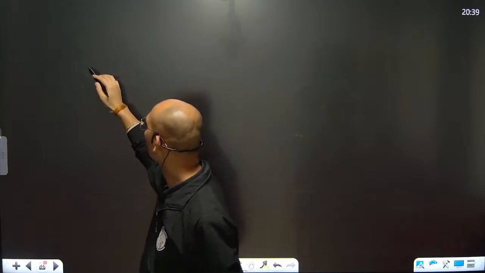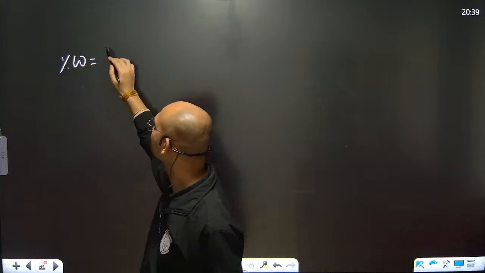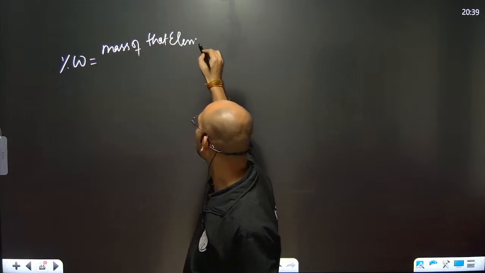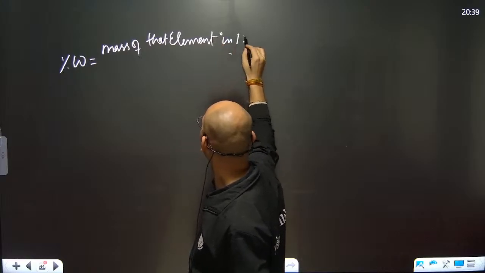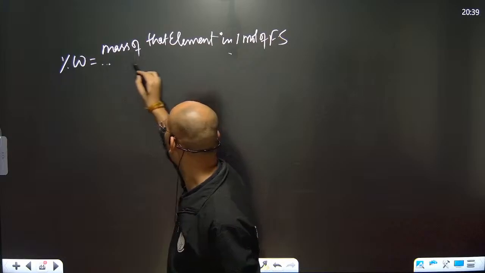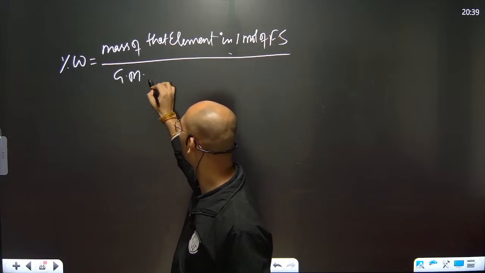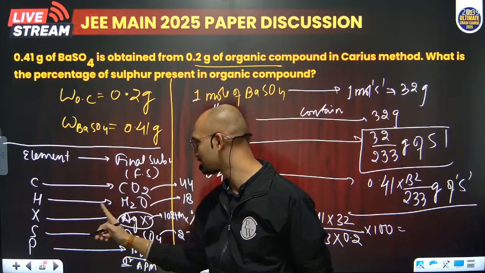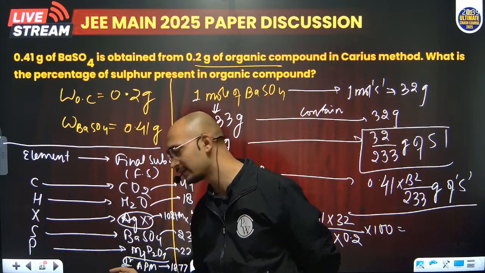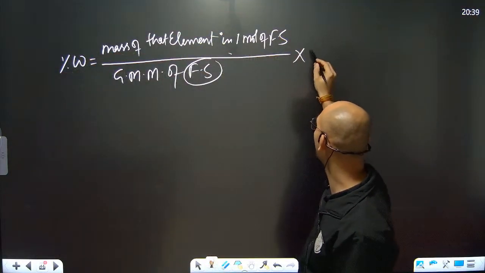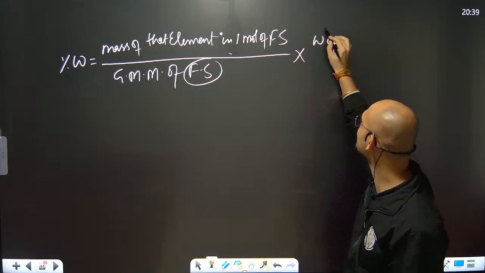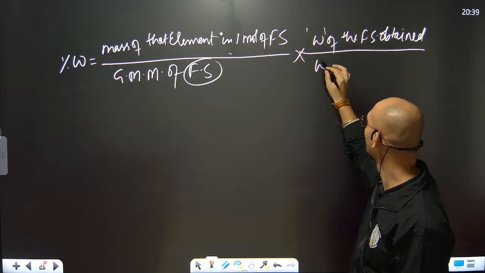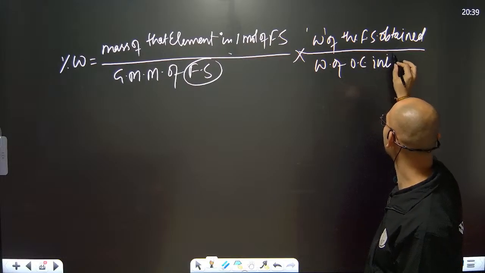So from here, just one single formula will solve all the problems. What is that? Percentage mass equals the mass of that element in 1 mole of final substance divided by the gram molar mass of final substance, multiplied by the mass of the final substance obtained, divided by the mass of organic compound initially taken.